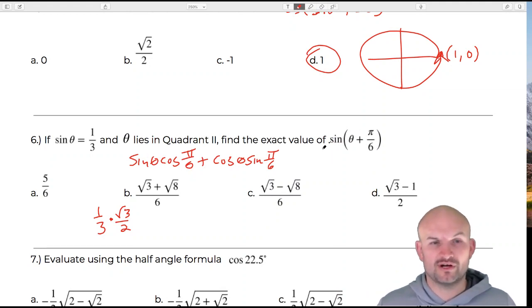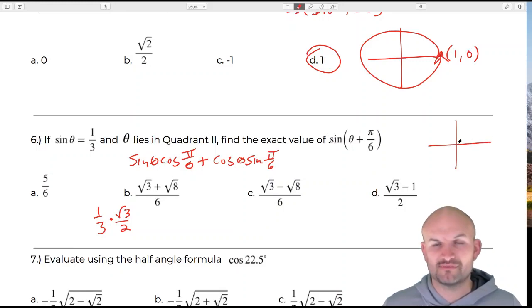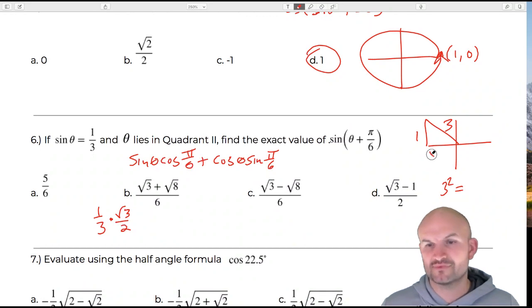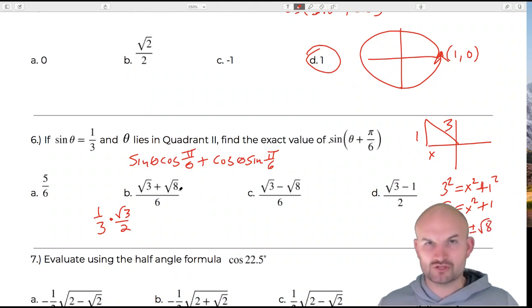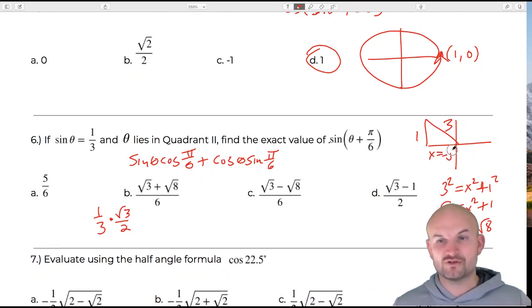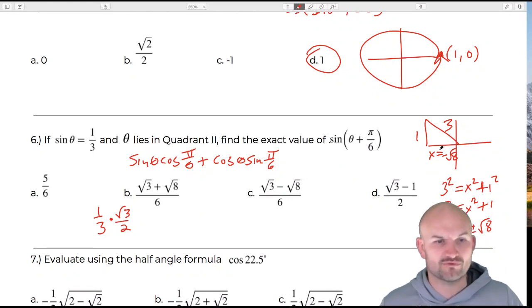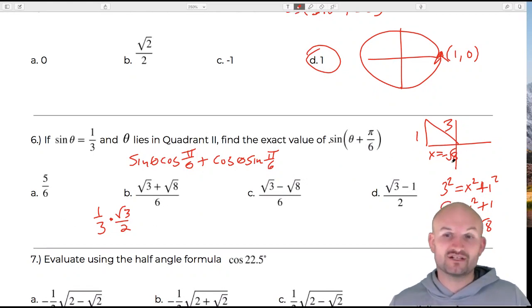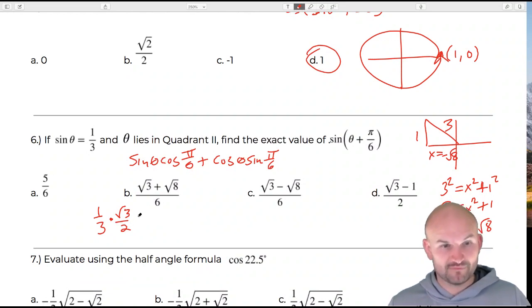If we know sine of theta is 1/3, and we know the angle lies in the second quadrant, the graph is going to look something like this, right? 1, 3. And we just need to figure out what this value is. Using the Pythagorean theorem here, 3 squared equals x squared plus 1 squared, so 9 equals x squared plus 1. So x equals plus or minus the square root of 8. You could simplify that, but I'm not going to simplify it. Since we're in the second quadrant, that needs to be the negative square root of 8, so you can see how that plus or minus plays a role here. So the cosine is going to be negative square root of 8 over 3. So we have plus a negative square root of 8 over 3.